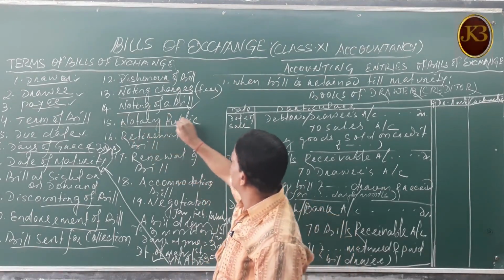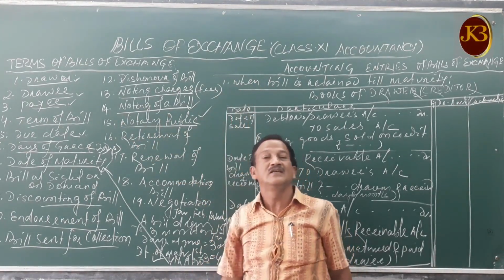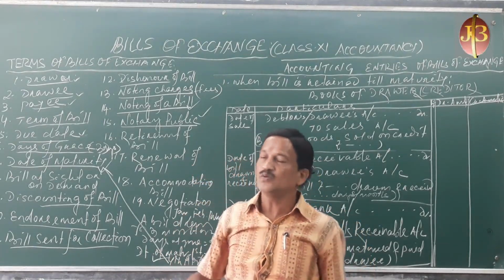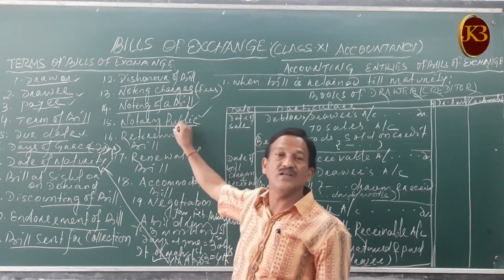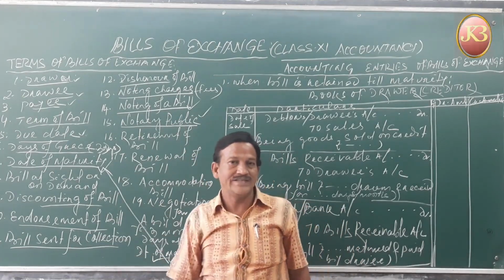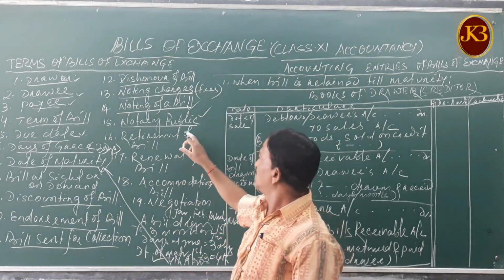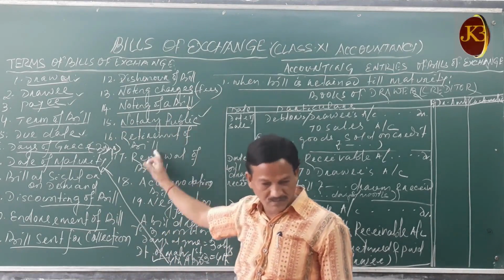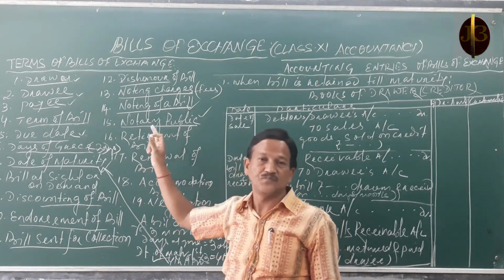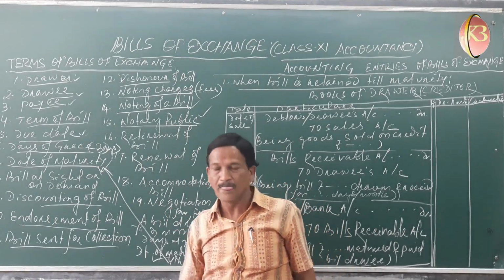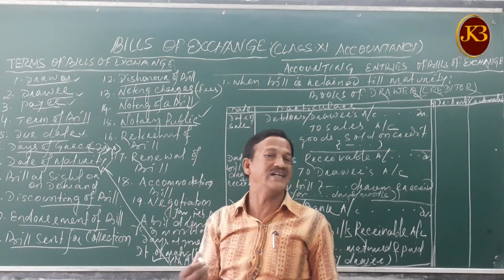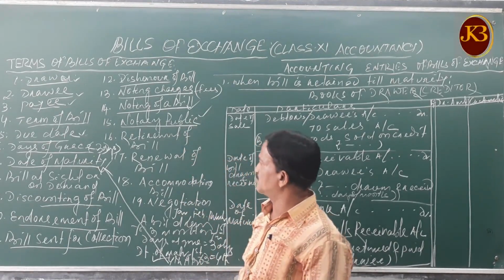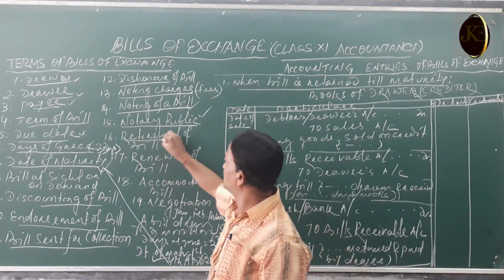Then notary public. Notary public is the lawyer of the central government or the state government, who is called a notary public officer. He is the lawyer or legal person who certifies that the bill is dishonored. He may be a central government officer or a state government officer for making the noting of the bills for dishonor purposes.